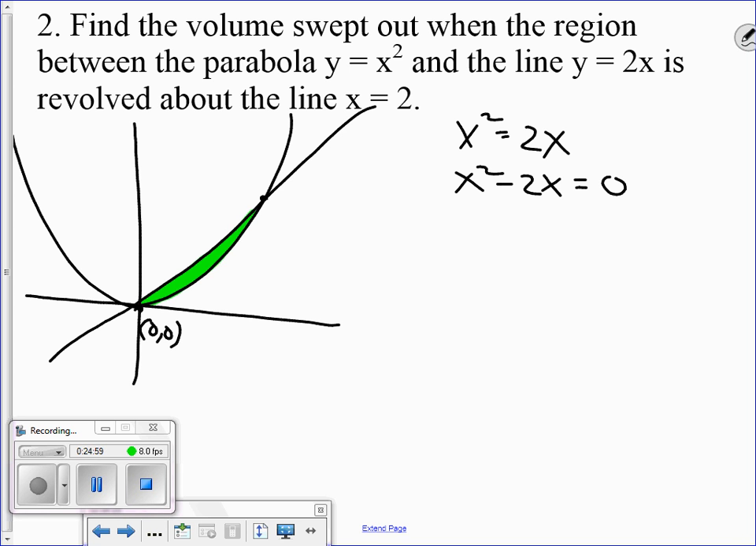What's this point? 2, well, y is equal to either x squared or 2x. We'll get the same y. What is y when x is 2 on either one of these? 4. So I wanted to know where 2 was, because now I can draw the line x equals 2. This is the line x equals 2. We will be revolving about that line today.